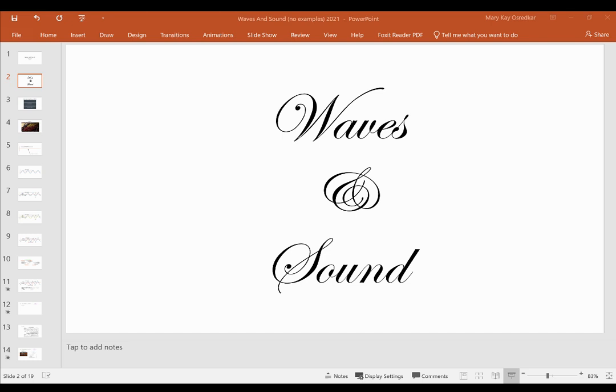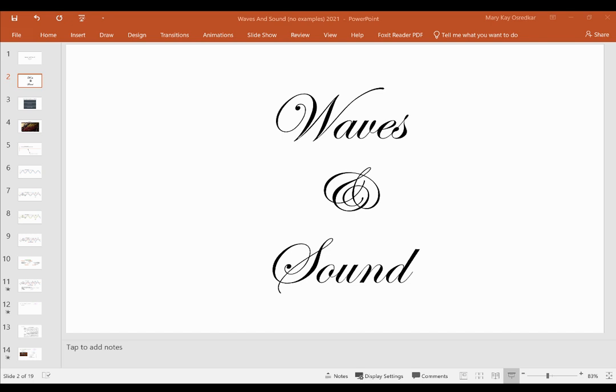Now, this transverse wave has the particles moving up and down while the wave is traveling either left or right. In other words, transverse means the wave motion is perpendicular to the particle motion.